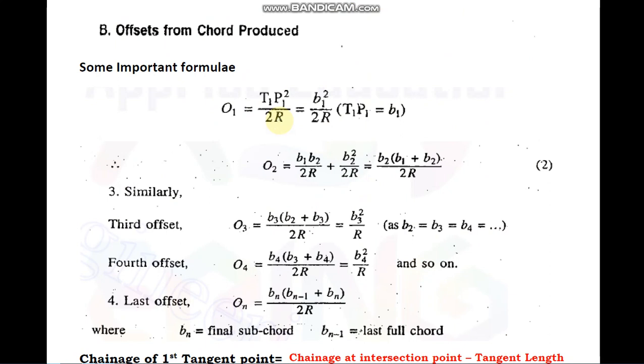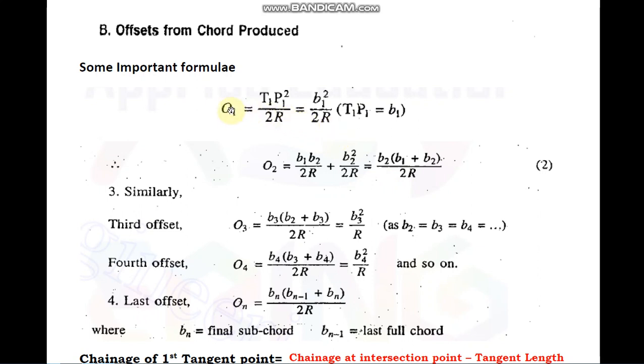For solving the numerical, we must understand and memorize the formulas. The formula for first offset is b1 square upon 2r. These formulas have been derived by a derivation, which I will explain in a further video, but concentrate on the numerical right now. So the formula for first offset is b1 square upon 2r, where O1 is the first offset and B1 is the initial chord or first chord, and we will see how to calculate the chord. The formula for second offset is B1 times (B1 plus B2) divided by 2R.